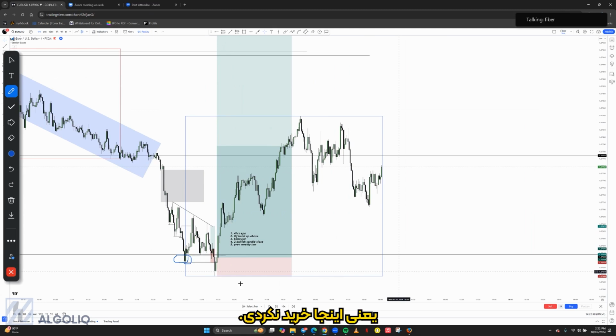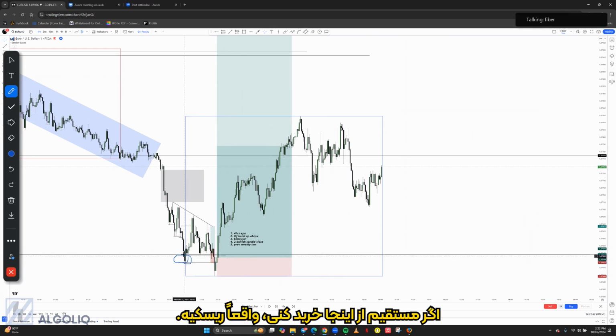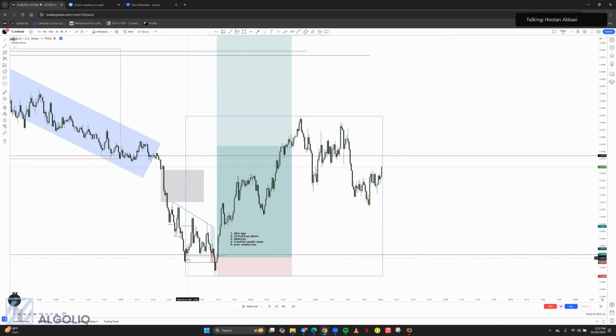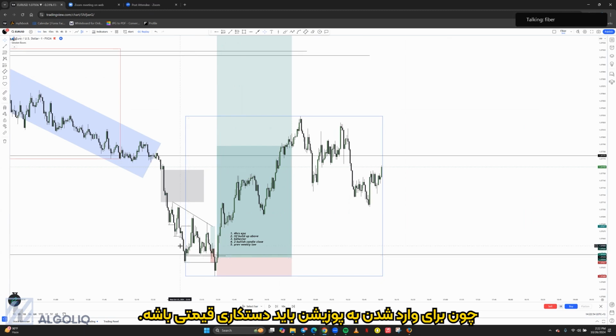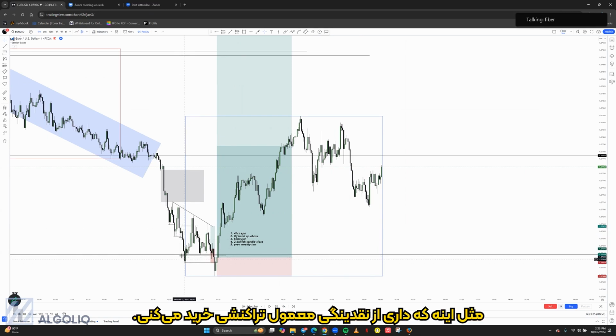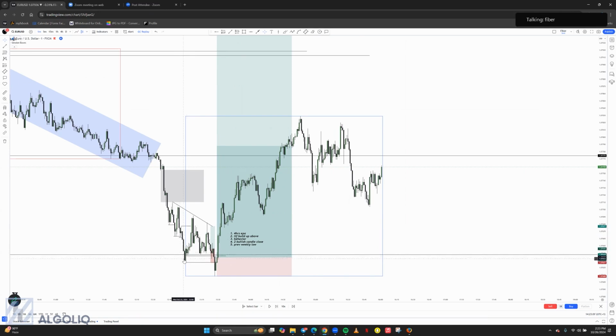Okay. You mean you didn't buy here? If you are buying directly from here, it's actually aggressive. Because you need manipulation to engage your position. This is a manipulation that just happened. You have price taking this high and price taking this low. But if you are buying directly from this, it's just like buying from a usual transactional liquidity. But you need a manipulation, a liquidity being taken to buy.